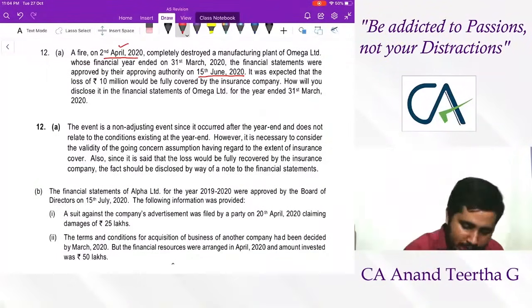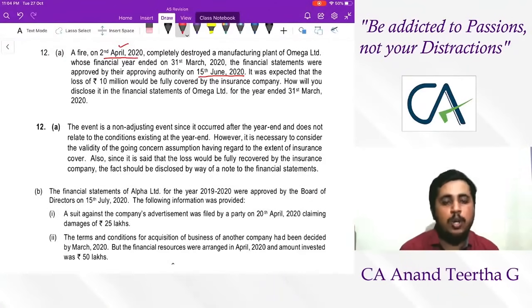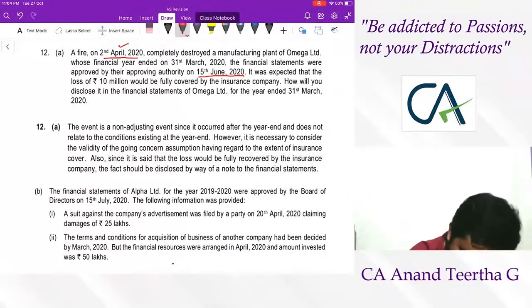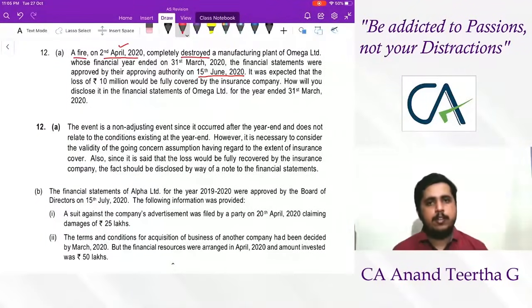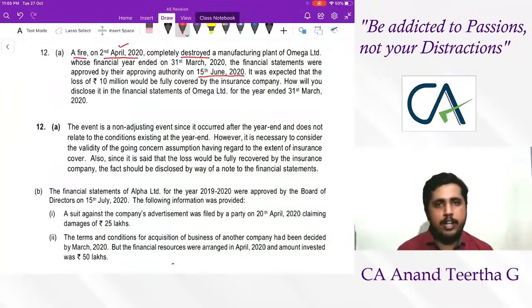Now the point is the event took place on 2nd April. What is that event? Destruction by fire. So the manufacturing unit got destroyed by fire. Now, will there be any condition as on the balance sheet date? No, it's a totally new event because fire you can't predict before. So therefore, since it is a new event, it is a non-adjusting event. First, you have to conclude that it's a non-adjusting event.